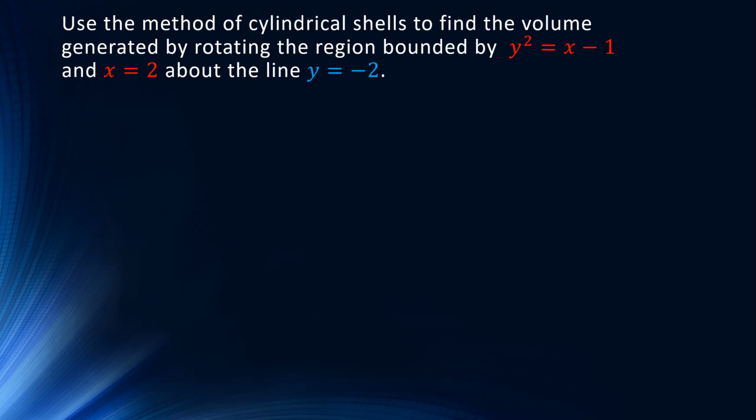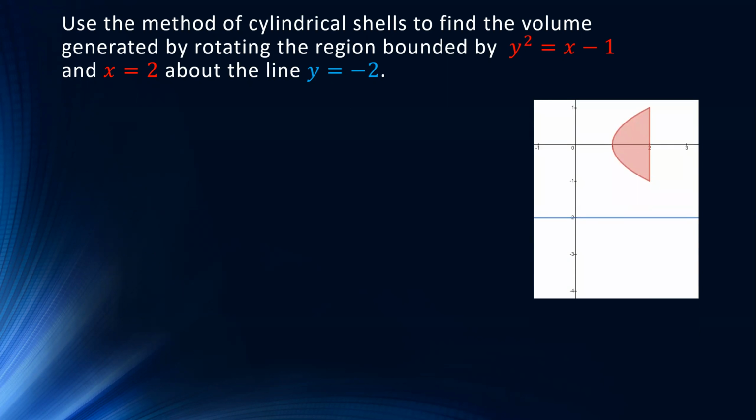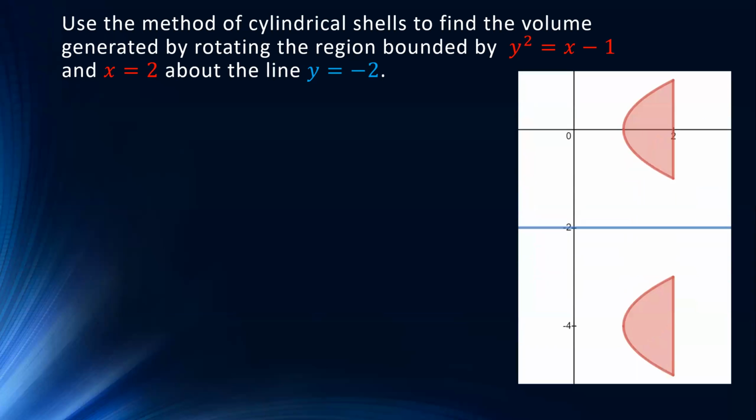All right, now once you've done that, you should get this looking shape here. That's the region that we are going to rotate. Let's remind ourselves that we are rotating about the line y equals -2. So there's another copy on the other side, right? And did you see that? That gives it a three-dimensional effect. I really like that. Let's do that again. There you go. Now that's three-dimensional.